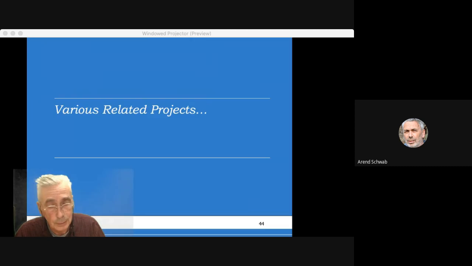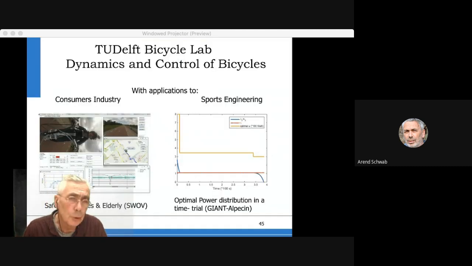Can we improve that? So we have a number of projects for that, both in consumer industry and in sports engineering. In consumer industry, there were questions about safety of regular bikes and e-bikes for elderly. So we compared them in a large test, and we showed that although elderly seem to go faster on an e-bike, actually they go as fast as middle-aged people on a normal bike, and it's not unsafe. What is unsafe for elderly is mounting and dismounting and starting and stopping, but not riding. That turned out to be the conclusion.